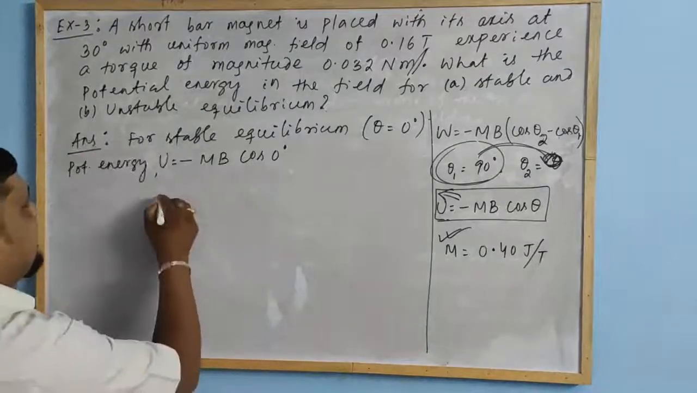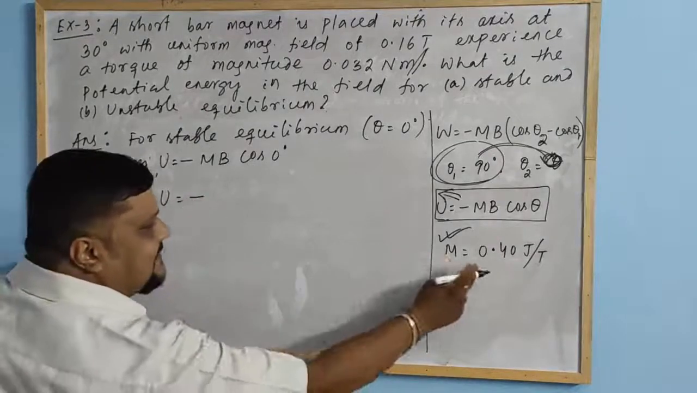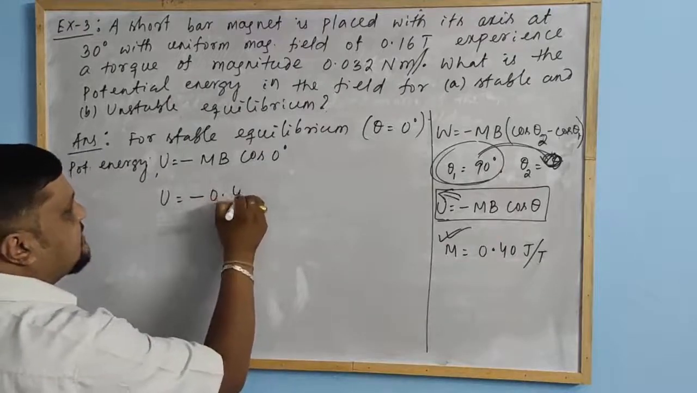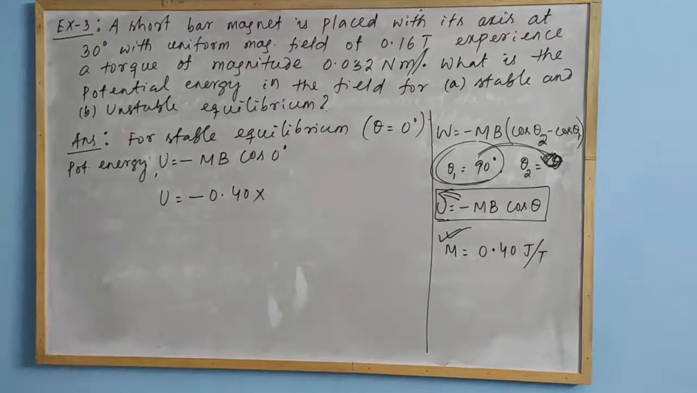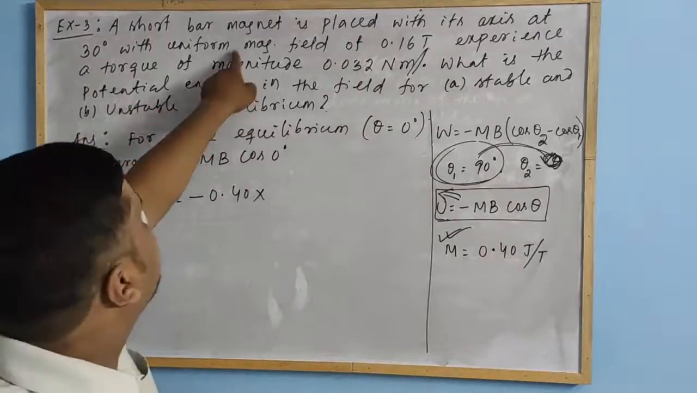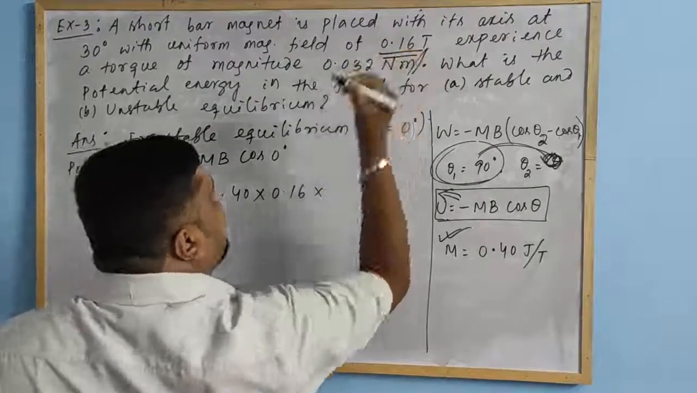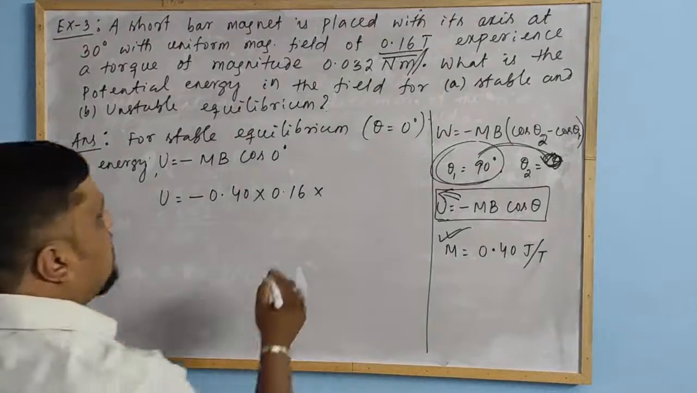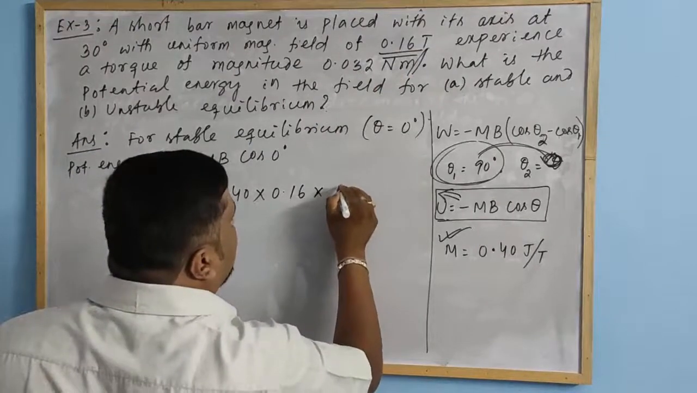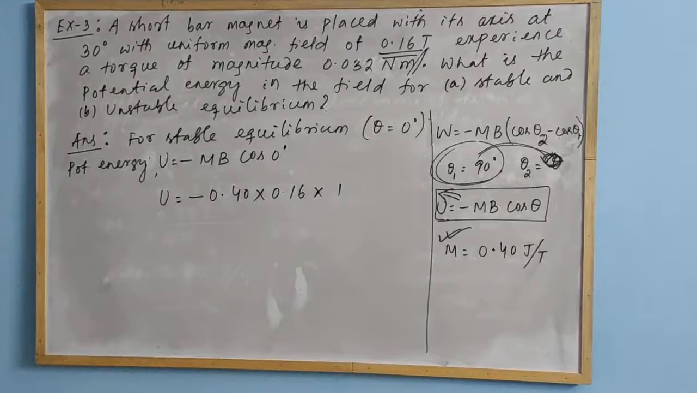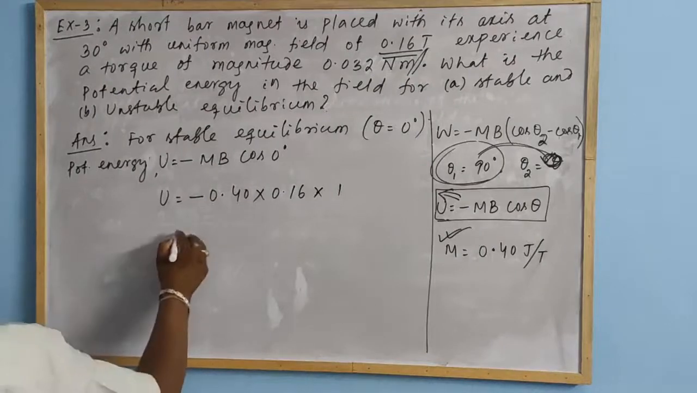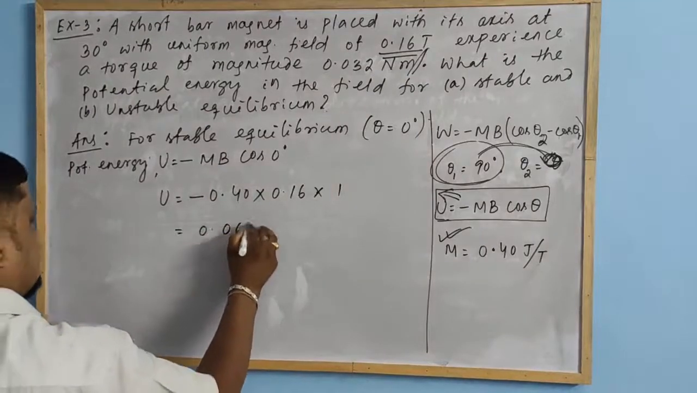So now we put this in: U is equal to minus m, which you have already calculated as 0.40, into B, the magnetic field given as 0.16, and cos 0 is equal to 1. If you multiply 0.40 into 0.16, you will get 0.064.